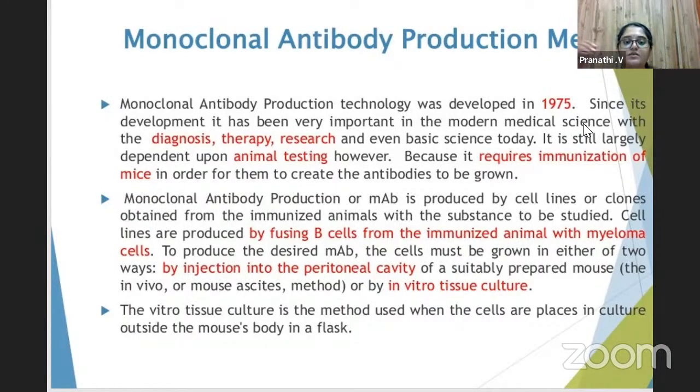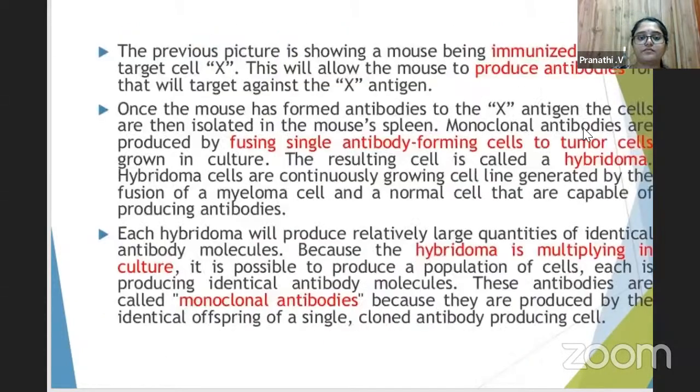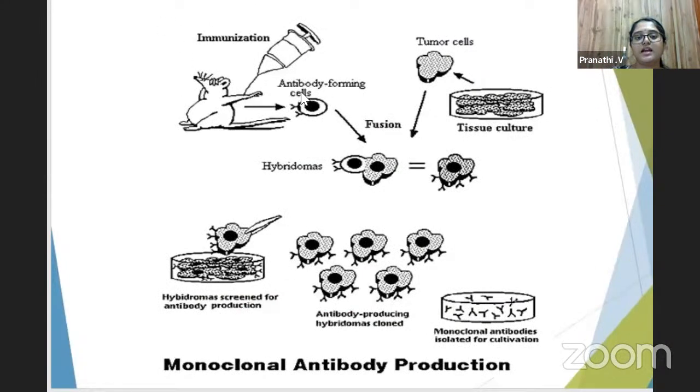So now what is happening is when you're producing monoclonal antibody, you're doing it by using cell lines that are obtained from different kinds of study animals. So you're taking your B lymphocytes or B cells, then you're going to fuse them with the myeloma cells. Then you're trying to grow the monoclonal antibodies. You're going to take this fused cell, inject it into the peritoneal cavity of a mouse, the mouse ascites method, and then in vitro culture.